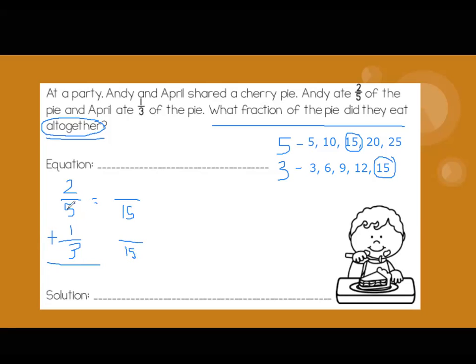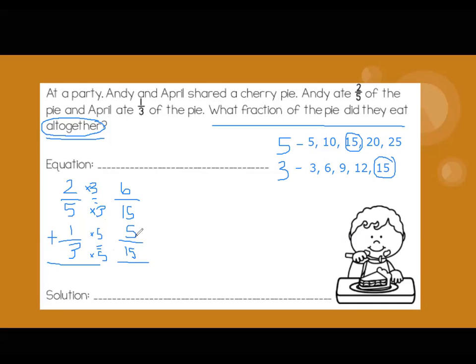So if we take a look at the denominators, 5 times 3 is 15. So we're going to do the same thing to our numerator and multiply 2 times 3 to equal 6. And then if we look at our second denominator, 3 times 5 is 15. So we're going to do the same thing to our numerator and multiply 1 times 5, which equals 5.